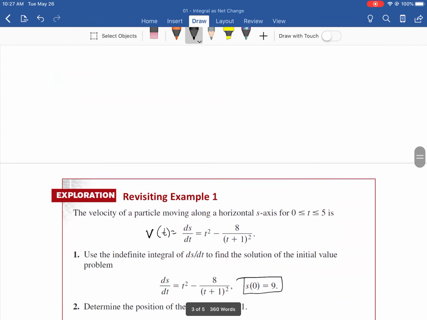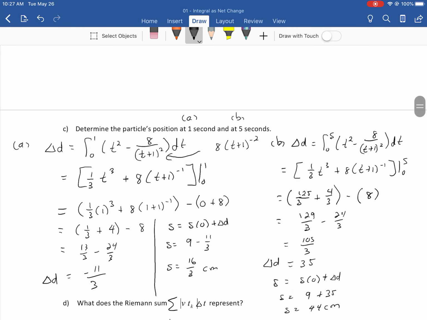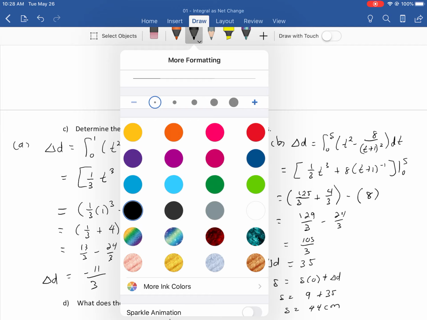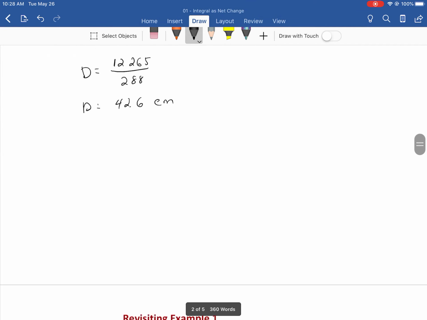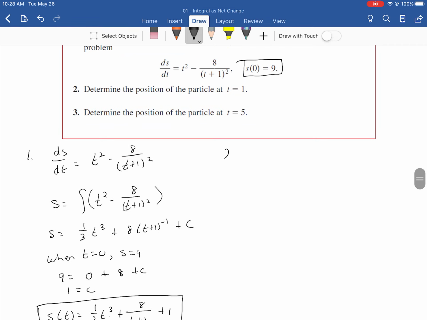See, in the other version of it, I found the total displacement, and then I had to deal with the s at 0 myself sort of manually, but this equation doesn't need any of that. You sub in the t, I'll give you the s. So in question 2, it says find s at 1. And so I just go 1/3 times 1 cubed plus 8 over 1 plus 1 plus 1. And I get 1/3 plus 8 plus 1.